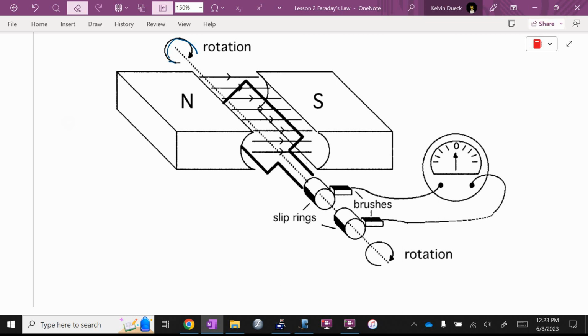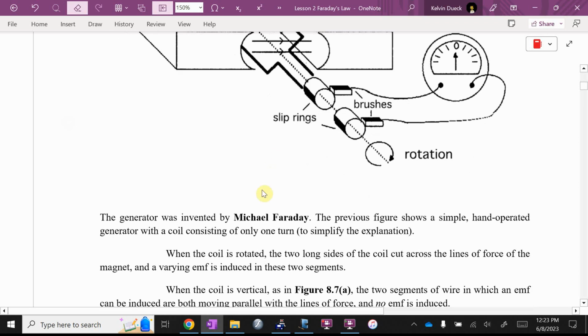How can motion create electricity? If electricity can create motion, how can motion create electricity? So this is the generator. It was invented, Mara, by Michael Faraday, although for what it's worth, he called it a dynamo, if you look at the old literature. And I think they still call it that in Britain.